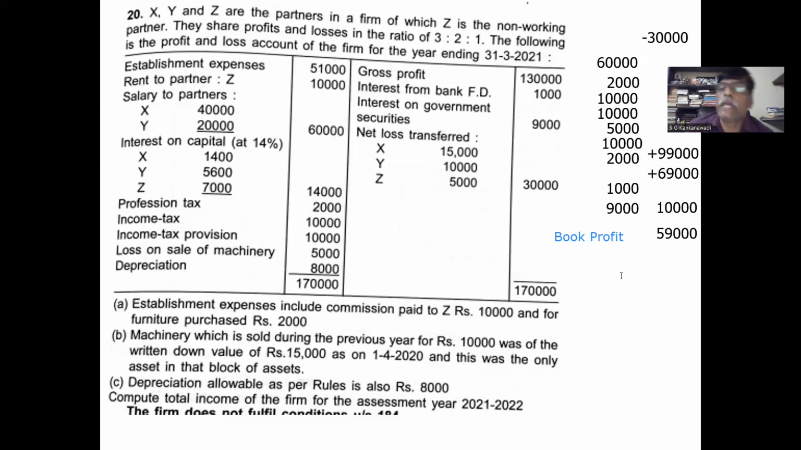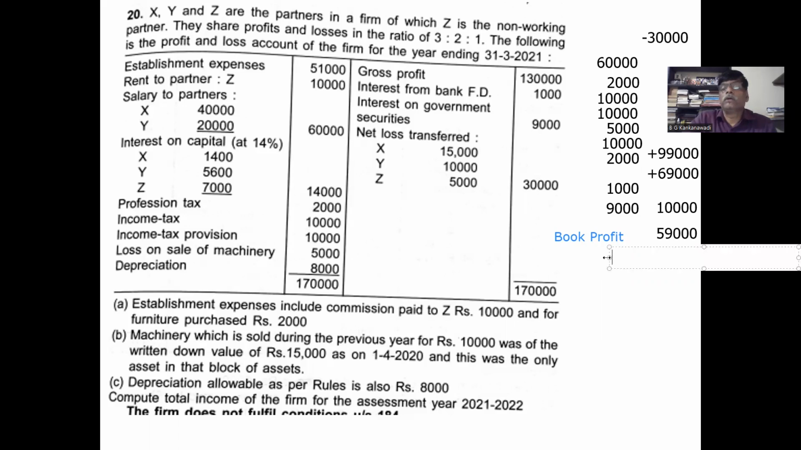First, you calculate as per 40B. According to 40B, 90% of book profit or rupees 1,50,000, whichever is more. You take 1,50,000 according to 40B. The actual remuneration is 40 plus 20, salary paid to partners, 60,000. 60,000 is the lesser amount.